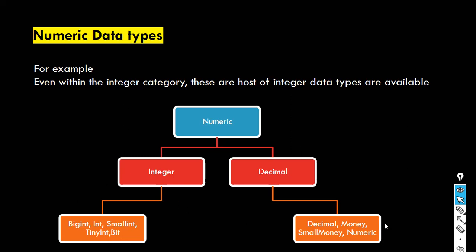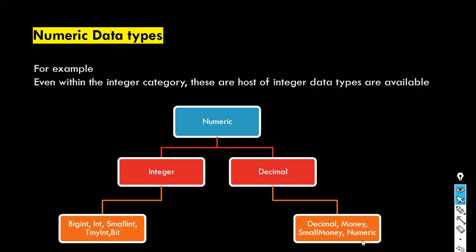And for decimal also, we have different data types: decimal, money, smallmoney, and numeric. Money is somewhat similar to what we discussed in Power BI, Power Query. Money is fixed to 2 decimal values. The next one is the decimal data type. Here, with decimal, you can have more than 2 digits in the decimal part.